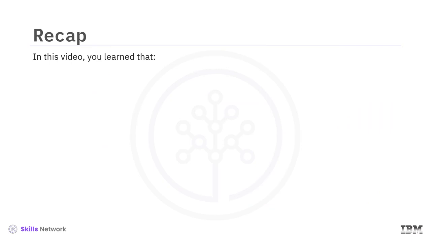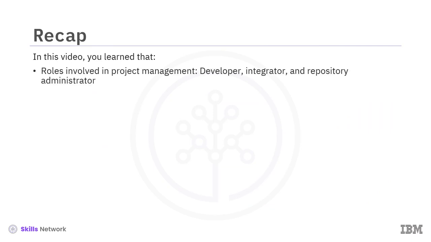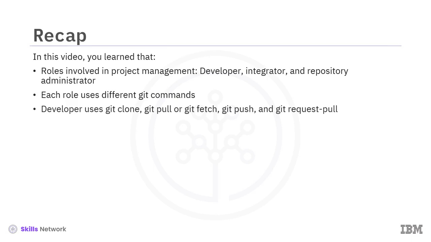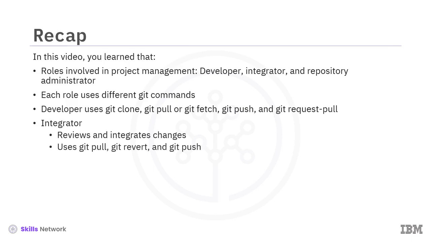Let's recap. In this video, you learned that multiple roles are involved in managing a project: developer, integrator, and repository administrator. Each role uses different Git commands to communicate with collaborators. A developer working in a group project uses commands like Git clone, Git pull, Git fetch, Git push, and Git request-pull, in addition to the ones needed by a standalone developer. An integrator in a group project reviews and integrates changes made by others. Integrators use commands like Git pull, Git revert, and Git push, in addition to the ones needed by participants.